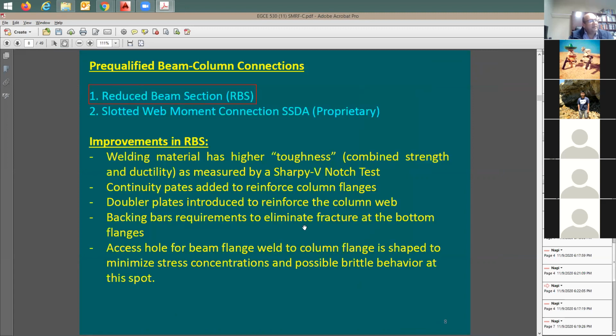Okay, so here's the reduced beam section, and the second one is the slotted web. Again, I'm not going to be covering it, but you need to know about it. If you'd like to do it, it's going to be fine, but there will be only one fabricator to do it for you, so that you control the cost of it.